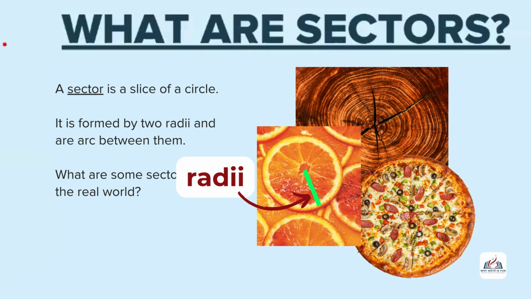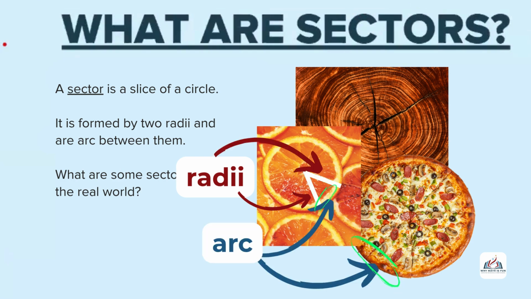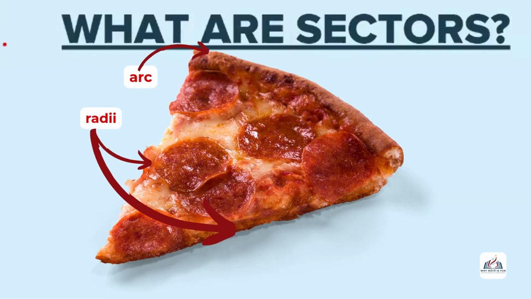So the two radii, this is one and this is two. And then the arc between them is this part right here. Again, the arc is the outside portion here. You can think of it as a slice of pizza.